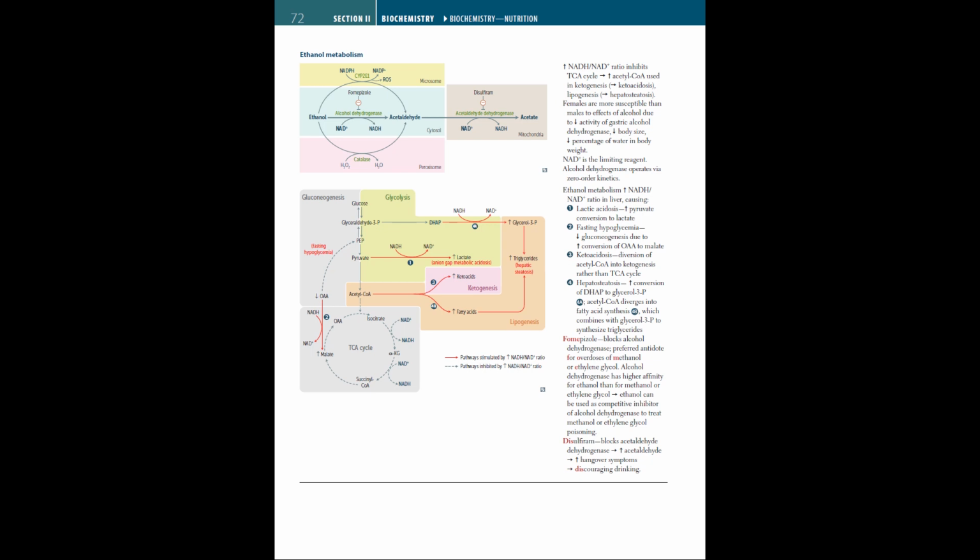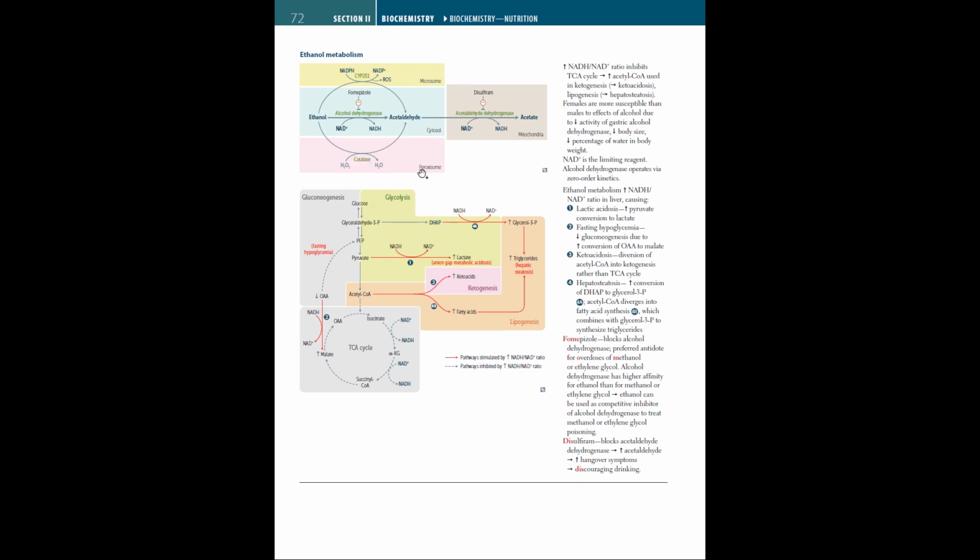In this video, I'll be covering the biochemistry portion, pages 72 to 78. So let's begin. So here on the first page, we have something called ethanol metabolism. Now, ethanol is mainly oxidized to acetaldehyde through three different enzymes: alcohol dehydrogenase, cytochrome P450-2E1, and catalase.